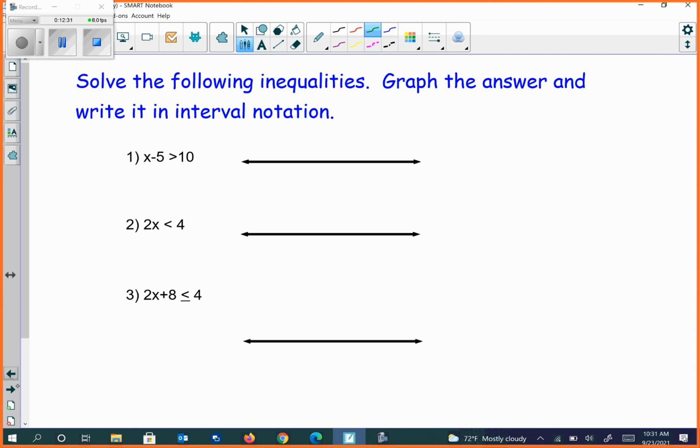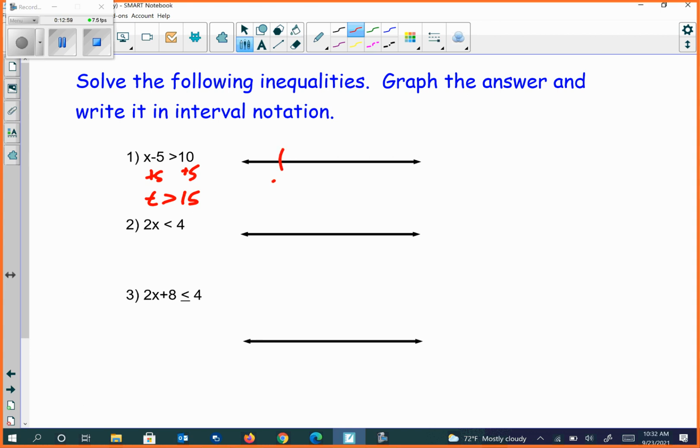Cool. All right. So inequalities, an inequality sign can act like an equal sign. If you just add or subtract things to bring it back and forth, that's totally fine, just like an equal sign. So for the first problem, let's add 5 to both sides to get t is greater than 15. So solve the following inequalities. We have it solved. Graph the answer and write it in interval notation.